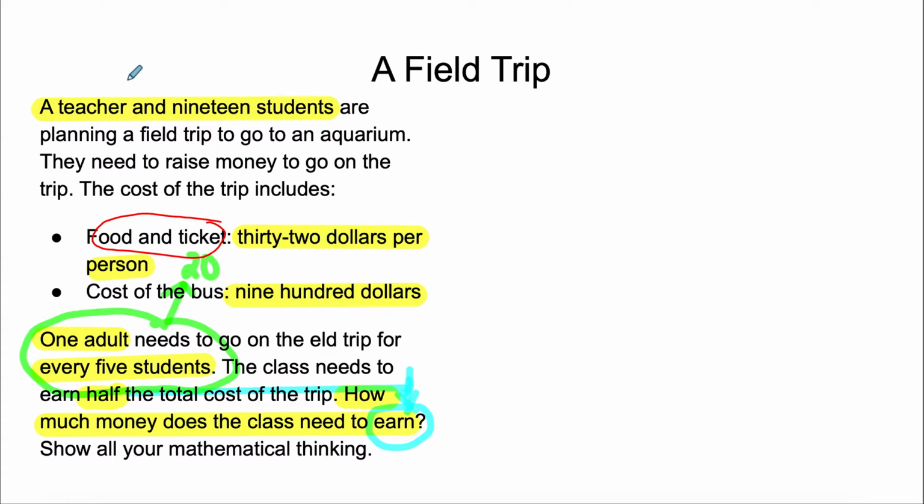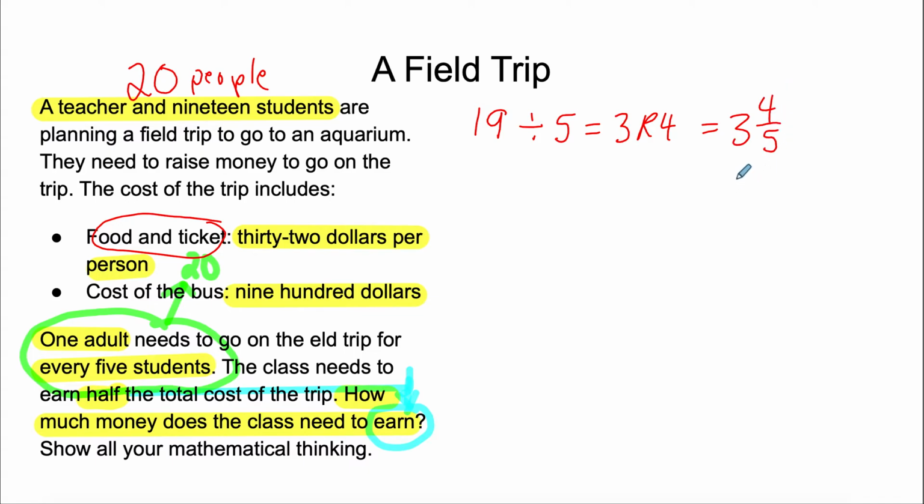So I know I have 19 students and one teacher, that's 20 people. But I also need one adult for every 5 students. Well, if I have 19 students and I divide that by one adult for every 5 students, that comes out to 3 with a remainder of 4, or 3 4/5. But can I have 4/5 of an adult? No. So I'm going to have 4 adults.